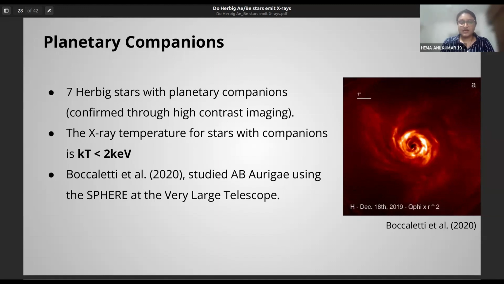Also, this is an image of HD 100546 studied by Boccaletti et al. 2020. The spirals which we are observing here suggest that they are because of the presence of 2 planetary companions.